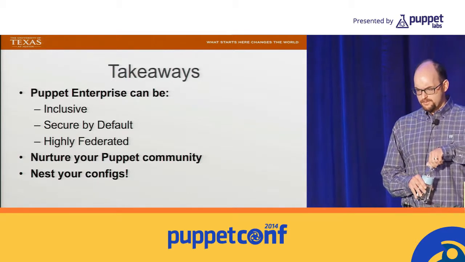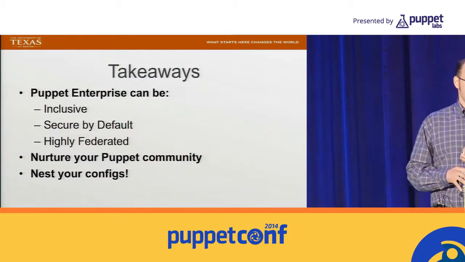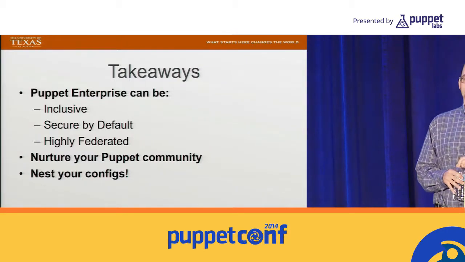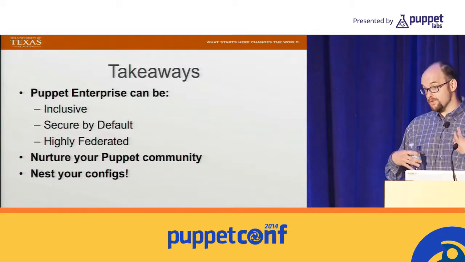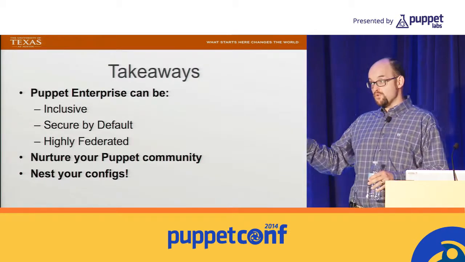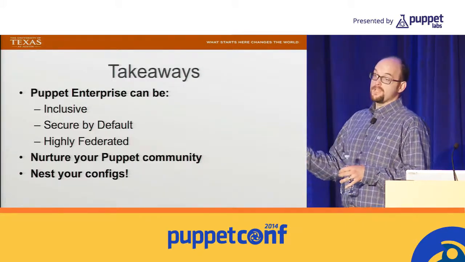I'll start wrapping up, but I still got a green light, so I'm good to talk for a few more minutes. The takeaways: this is basically our business case for Puppet Enterprise. This is why we're using it, these kinds of tools that enable our UT Puppet Canon.